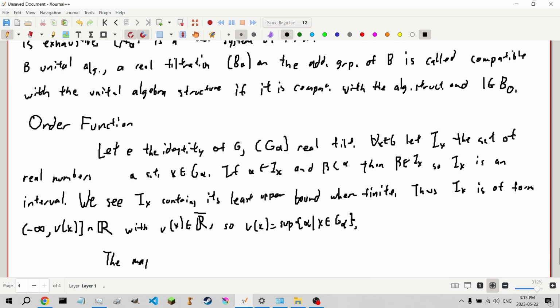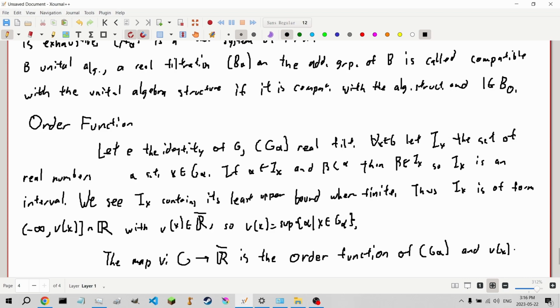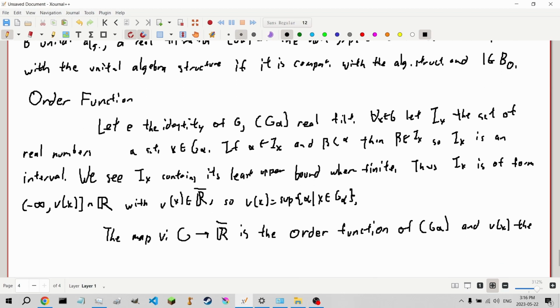The mapping from our group G into the extended real numbers is called the order function associated with the real filtration G_alpha. And V of x is the order of x.